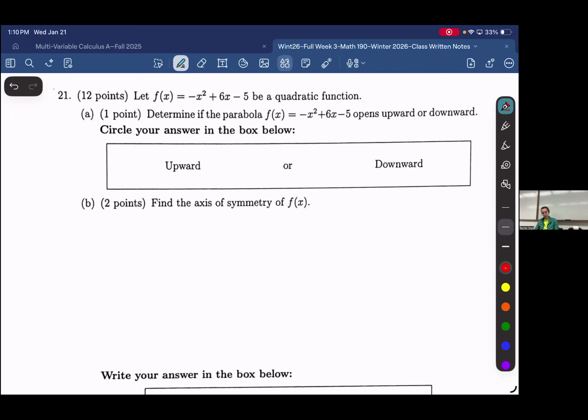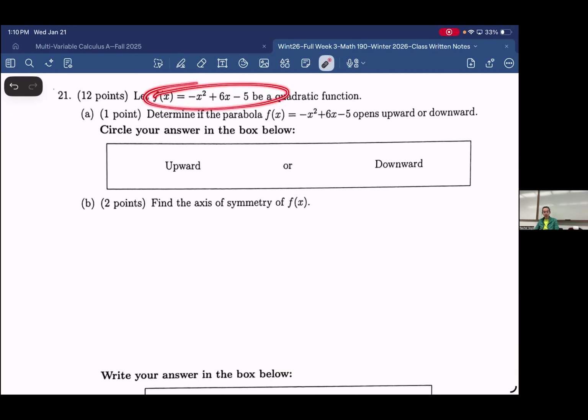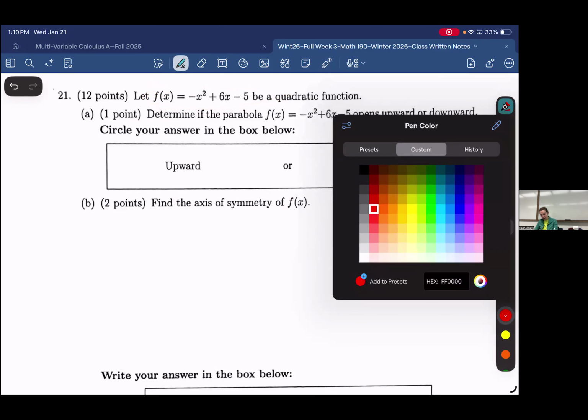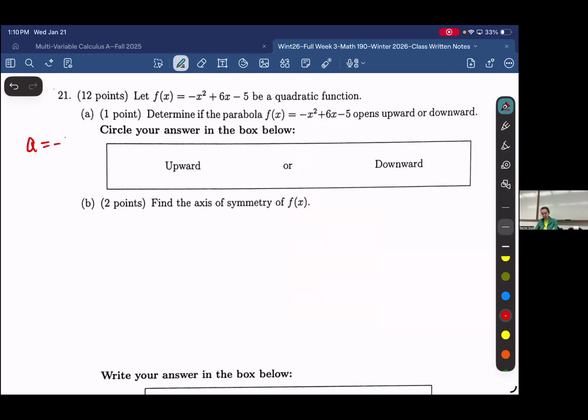Okay, so we're given negative x squared plus 6x minus 5. That's our quadratic function. First part is just asking, does this open upward or downward? Downward, right? Our a value is equal to -1, which is less than 0. So it fans down. Oh, you guys just got a point.